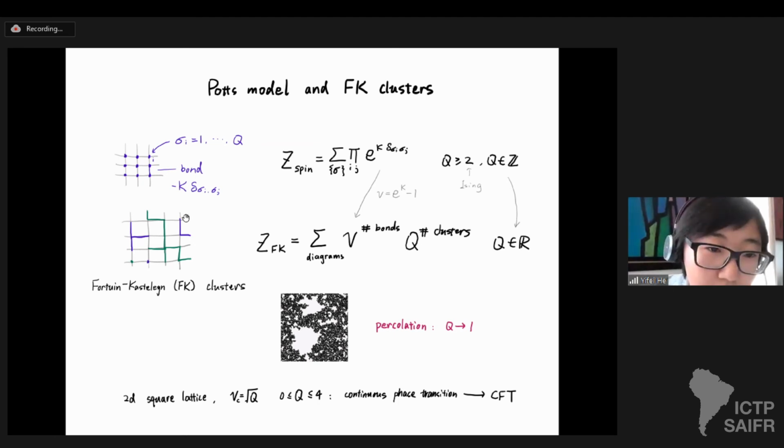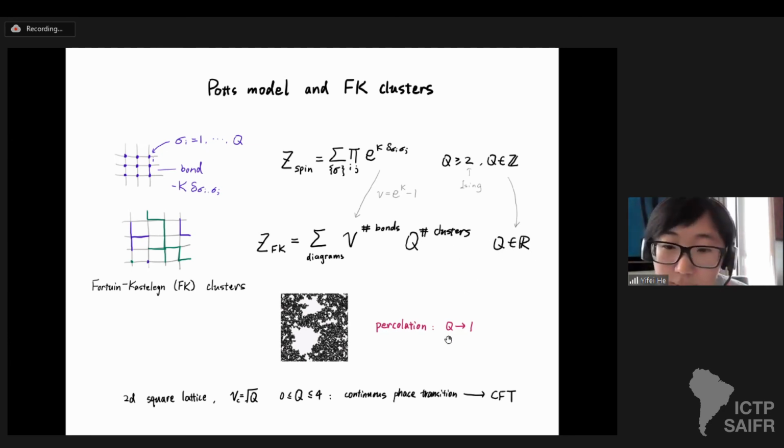And on the lattice, when the neighbors have the same spin value, they form a bond. So each spin configuration can be seen as a configuration of such bonds. And the connected components of these bonds are called the FK clusters. For the partition function, we can then rewrite it in terms of these clusters, such that we sum over configurations of the clusters. In this way, this quantity Q enters in terms of the clusters only as a parameter. So the model is analytically continued to real values of Q.